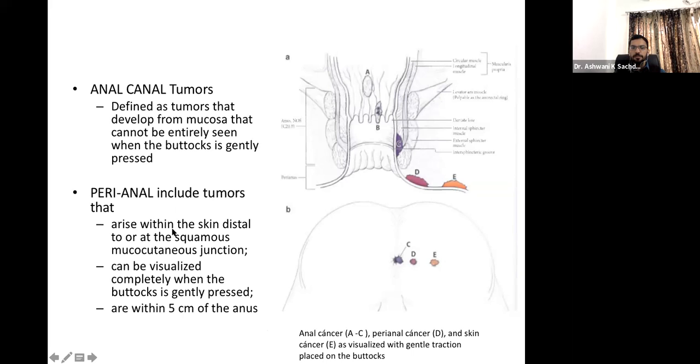And perianal tumors, they arise from the skin distal to or at the squamous mucocutaneous junction. They are near the anal canal and they can be visualized completely when the buttocks are gently pressed. So if it is pressed, the upper limit can be seen completely, and they are usually within 5 centimeters of the anal verge. And this E type tumor is a skin tumor. This is beyond 5 centimeters of the anal verge, so it is considered a skin tumor, not a perianal tumor.